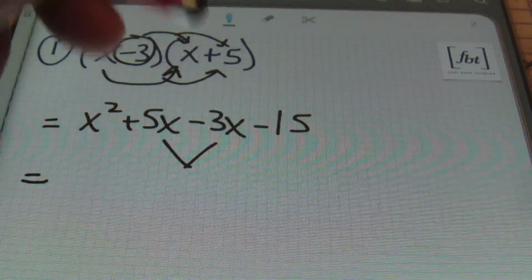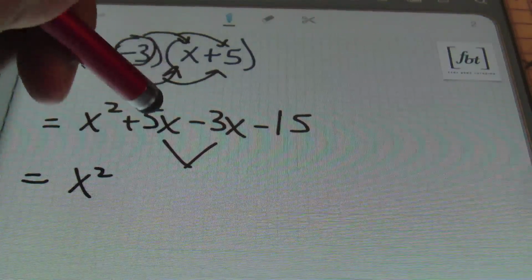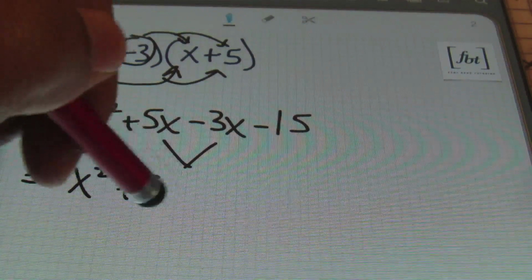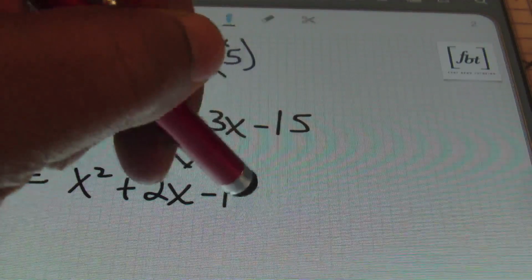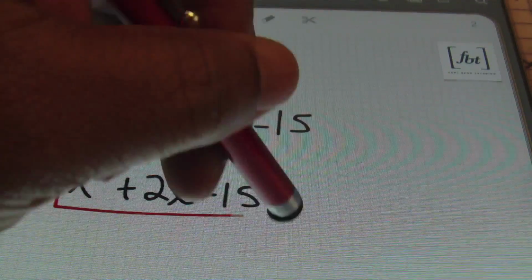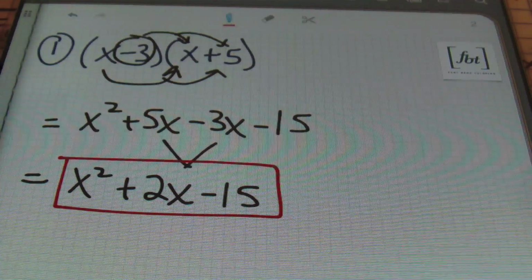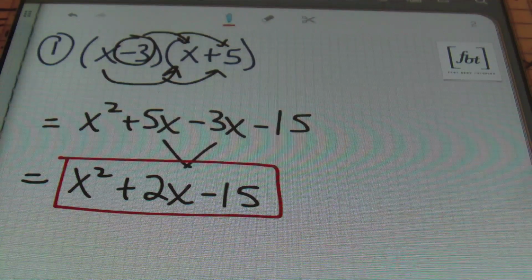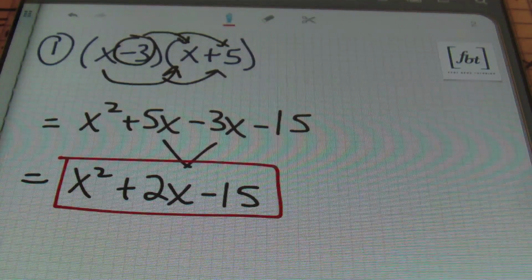So let's add them together. So I'll bring down my x squared. 5x minus 3x is going to give me a positive 2x. And finally, I'll bring down my positive 15 and done. That's it. You got it. So I'm going to put a red box around my answer because that's what I like to do always. So that's the process of multiplying binomials. All right, just like that.